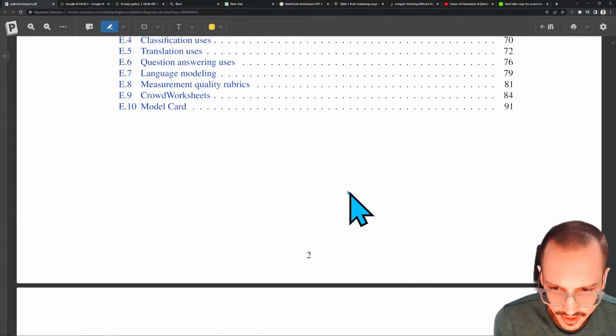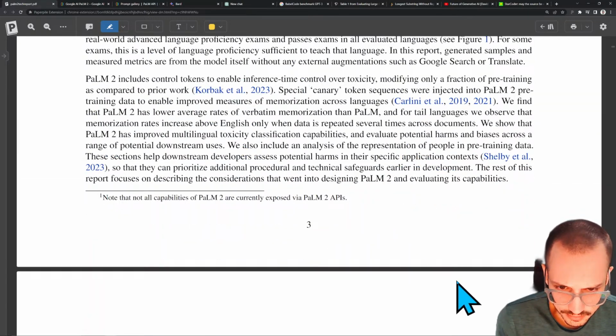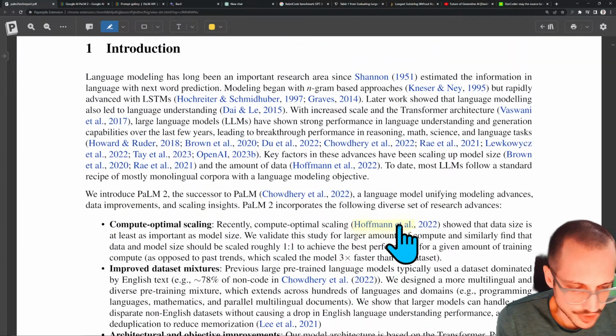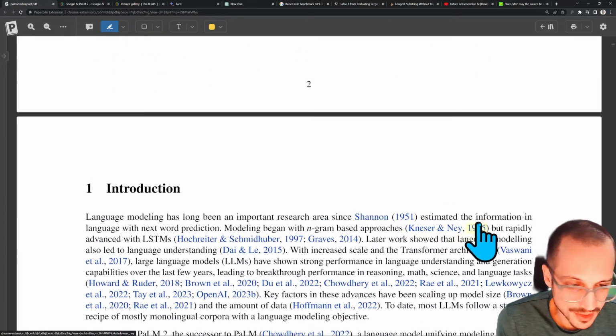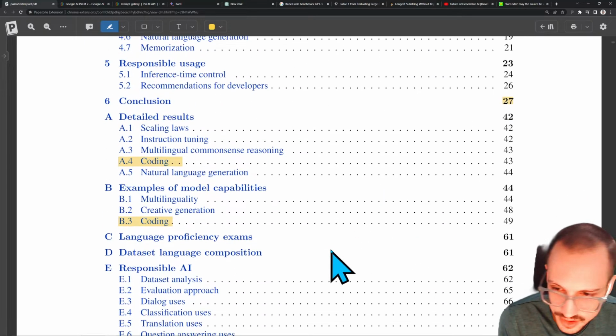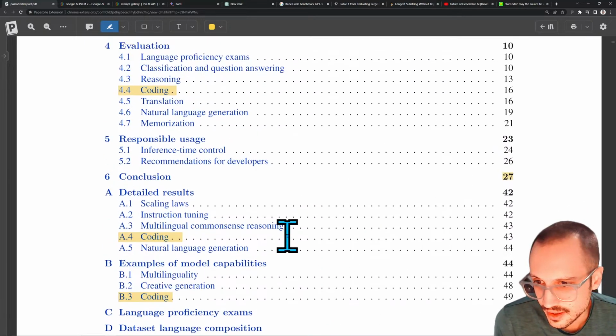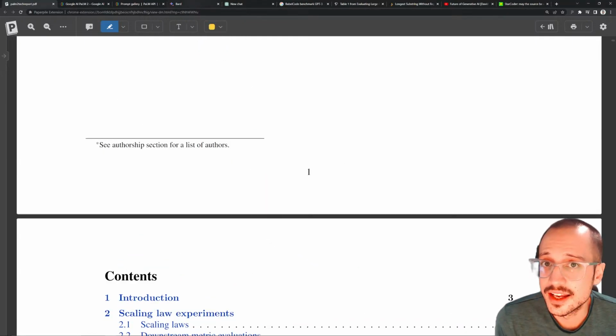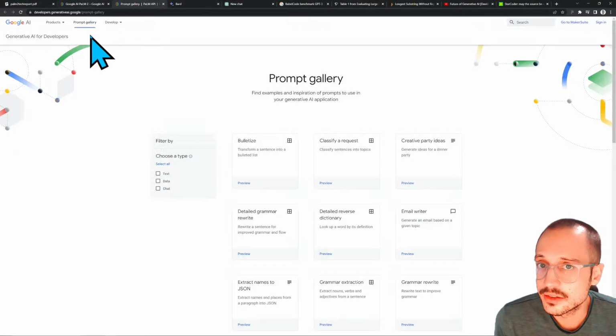So this paper is a 2 out of 10, to be honest, if not a 1 out of 10. They don't tell you about the model architecture. They don't tell you about the training. They don't tell you about the data set. And they don't really tell you anything.